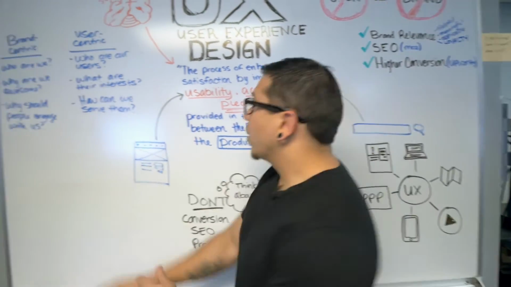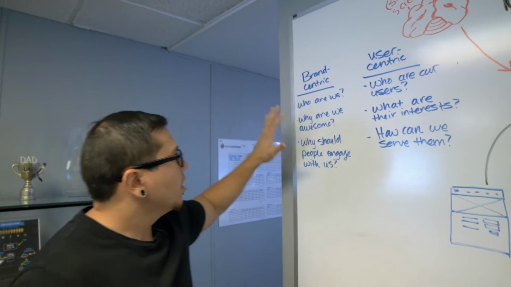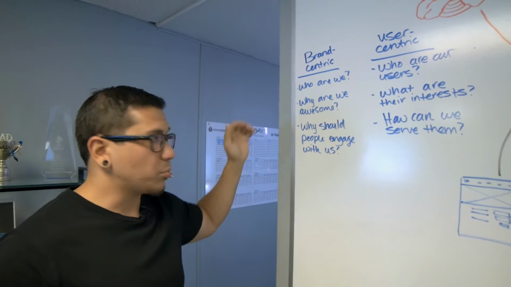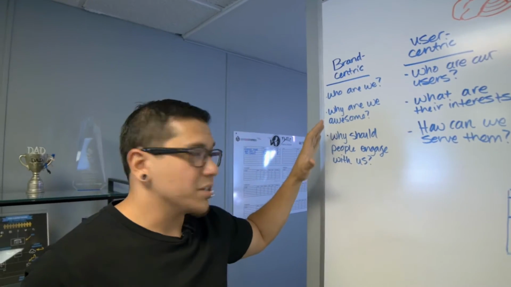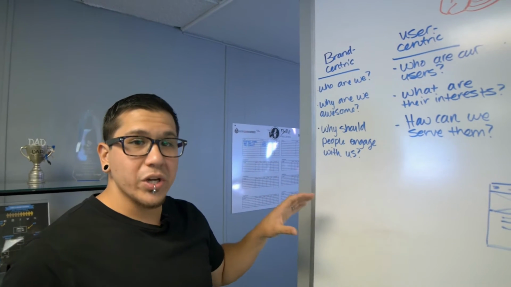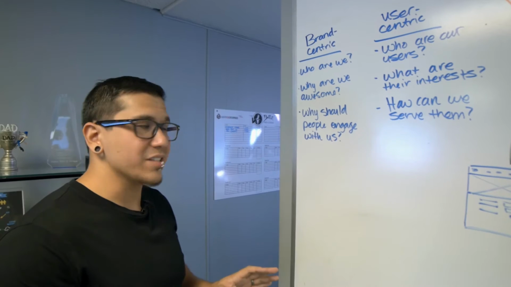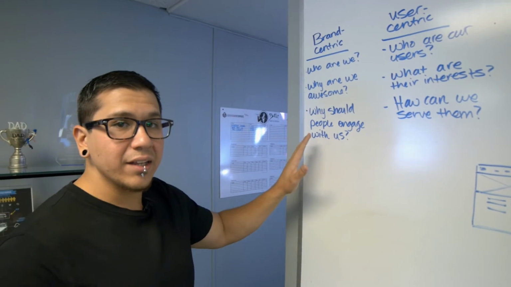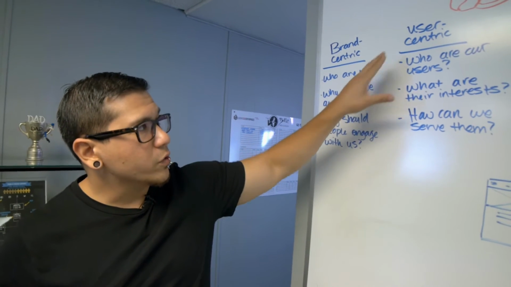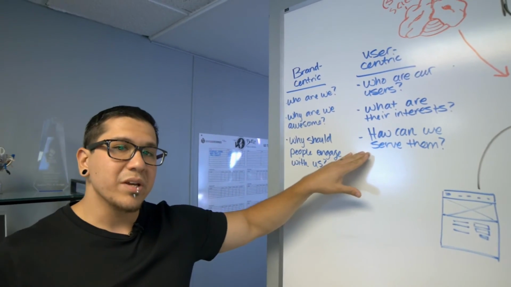And so when you think of the different ways of thinking, brand-centric versus user-centric, brand-centric design is thinking about who we are as an organization, who we are as a brand, why we are so awesome, why people should engage with us. Now those are not bad questions to ask, but when it comes to UX design, the UX designer isn't focused so much on the brand, even though that is an important factor. They're focused primarily on the user. So who are our users? What are their interests? And how can we best serve them?